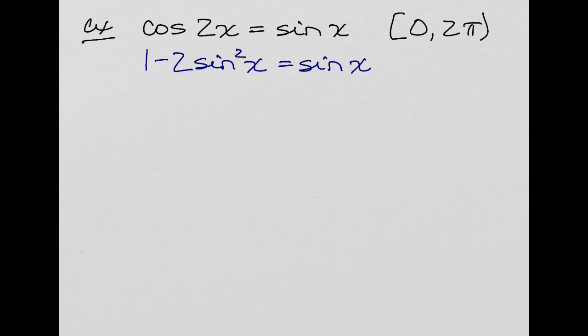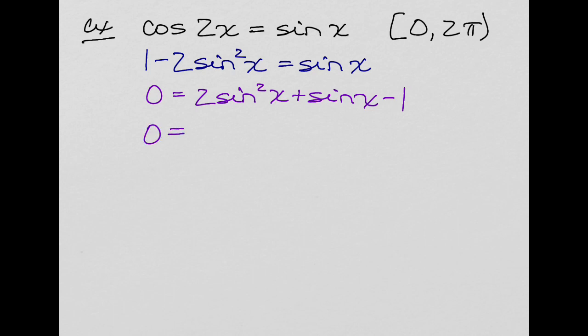I would rather my squared term have a positive coefficient, so I'm going to move everything over to the right. So I got 0 equals 2 sine squared x plus the sine x that was already there. And when I move the 1 over, this is minus 1.